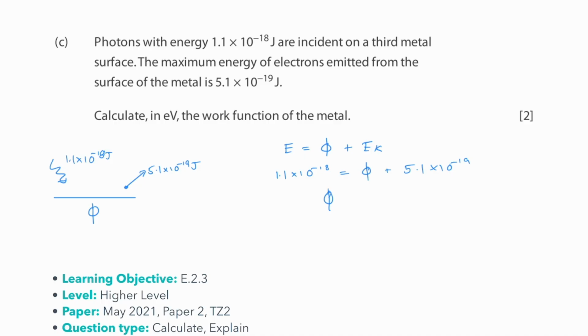So the work function is equal to, which gives us a value in joules of 5.9 times 10 to the minus 19 joules. But of course we want that in electron volts, so we're going to divide by 1.6 times 10 to the minus 19. And that gives us a work function of 3.6875 electron volts, which we will give to two significant figures.